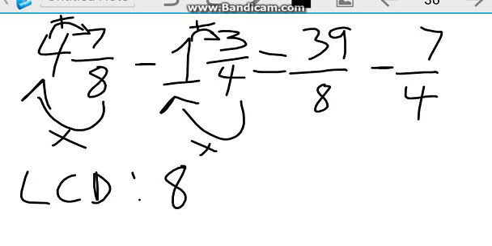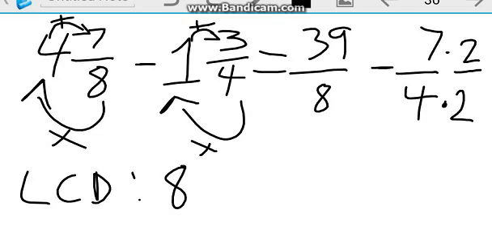So 8 is already 8, so we don't have to do anything to 39 over 8, but we need to alter this fraction. So 4 times 2, that is what makes it 8. We need to multiply it by 2, but whatever we do to one part of the fraction, we have to do to the other part of the fraction. We have to do it to both the top and the bottom, the numerator and the denominator. That's how the fraction stays a fraction.